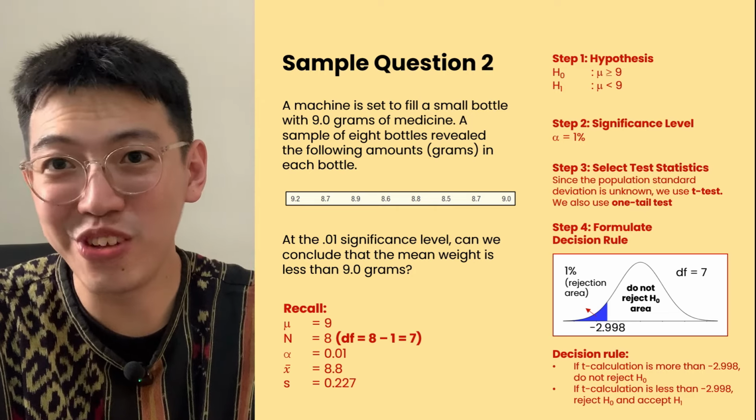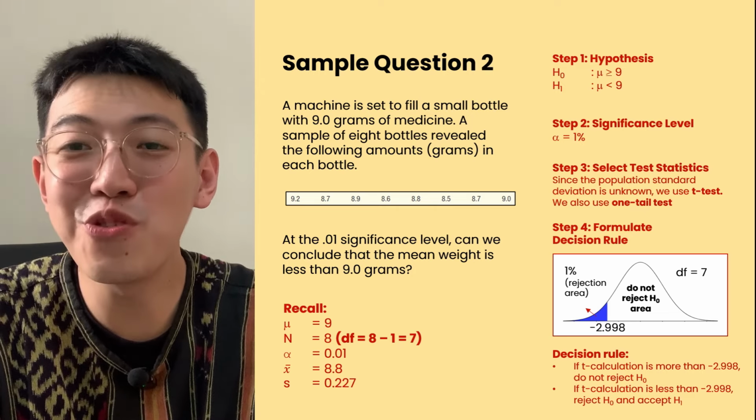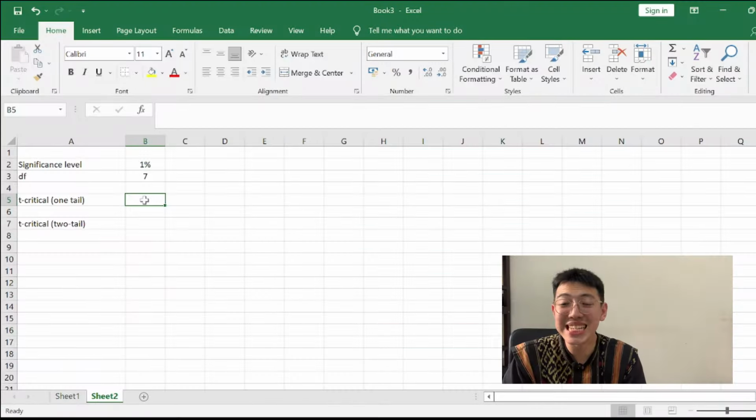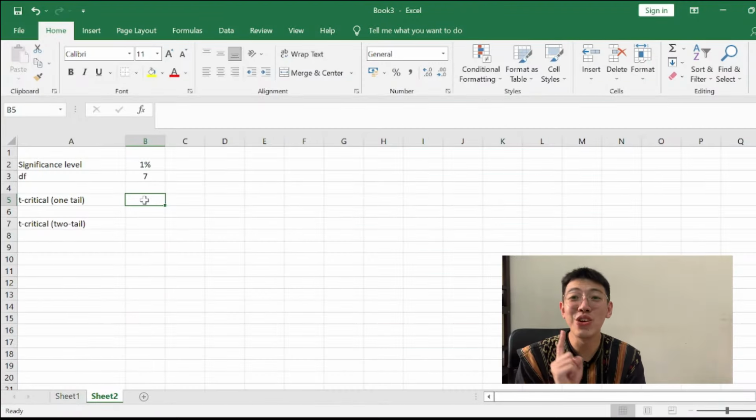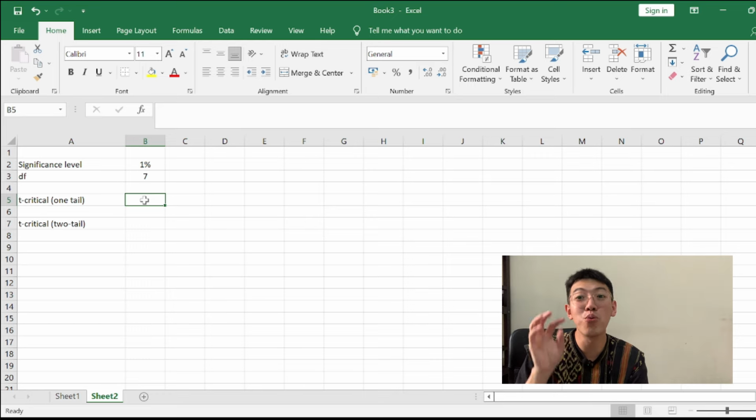For the t critical, we can also use Microsoft Excel to find the t critical. This is how to calculate t critical using Microsoft Excel. You have to understand the significance level and also the DF. In this case, the significance level is 1% and DF is 7. Again, in the question, we use a one-tail test on the left, but I will teach you how to calculate t critical using Microsoft Excel, both for one-tail test and two-tail test. Let's find first for the one-tail test.